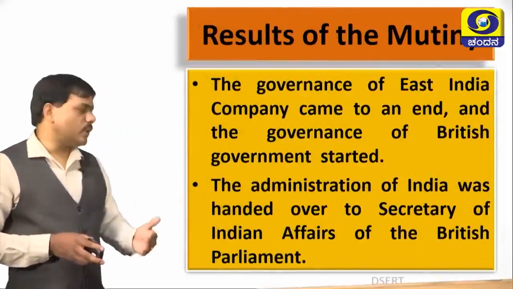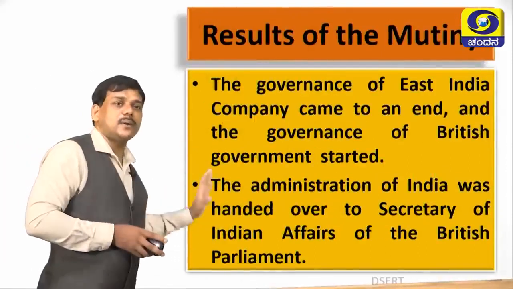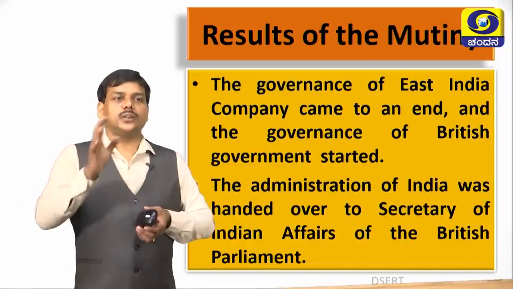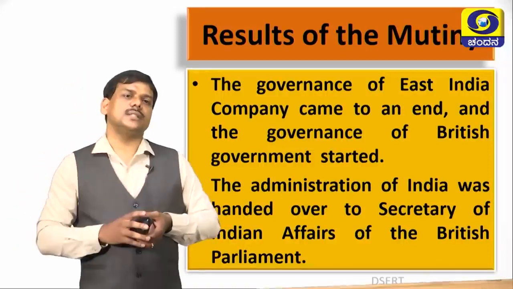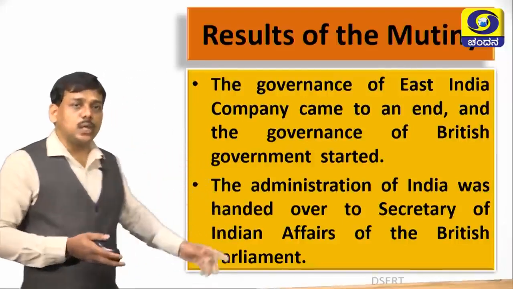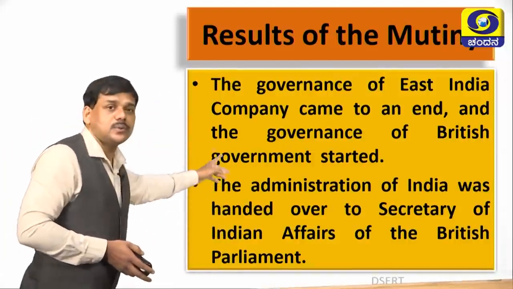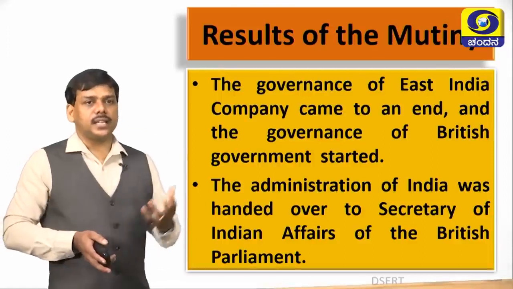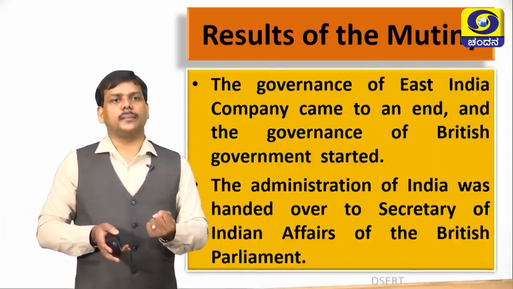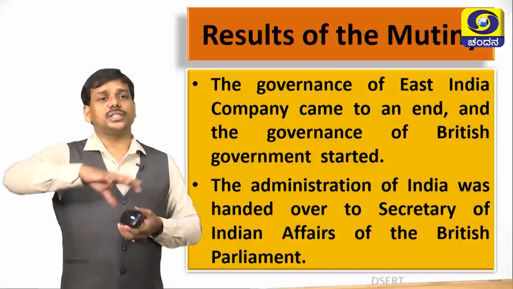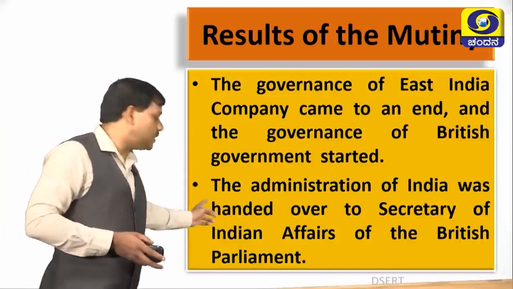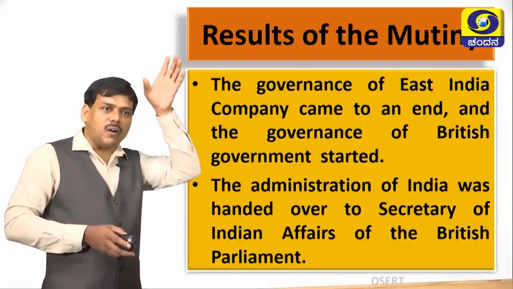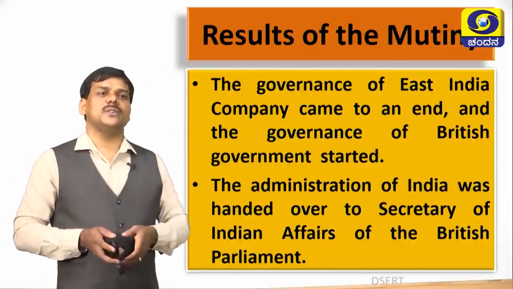After 1857 revolt, we can see many number of changes. In other words, we can say it as results. What were the results of 1857 revolt? First one, the rule of East India Company came to an end. After this, the governance of British government started here. The administration of India was handed over to Secretary of Indian Affairs of the British Parliament. All the administration of India was given to him.